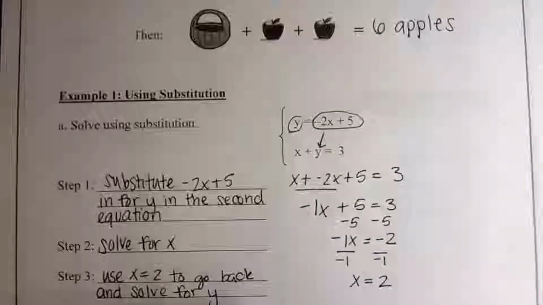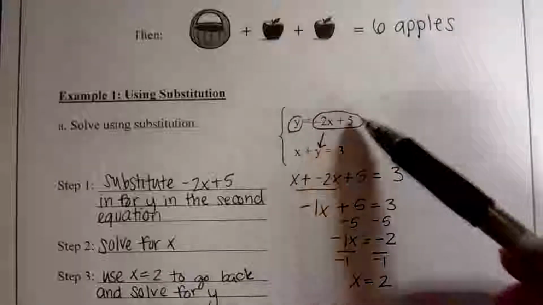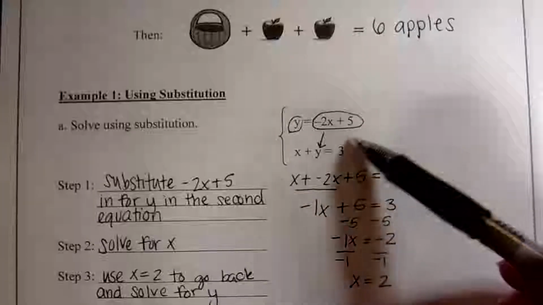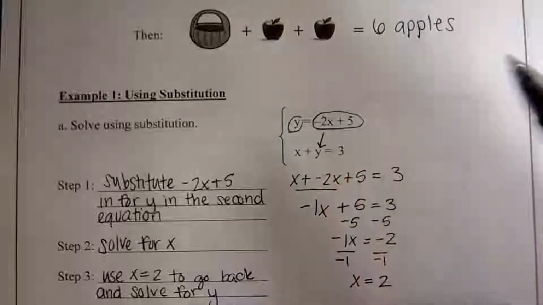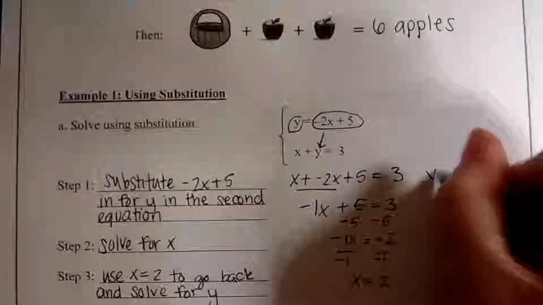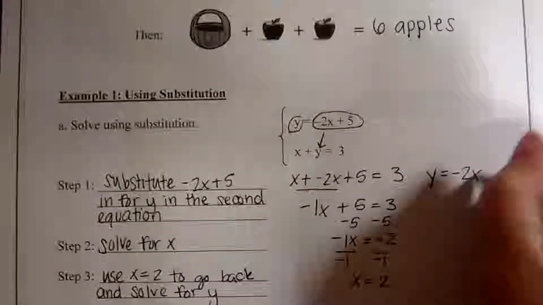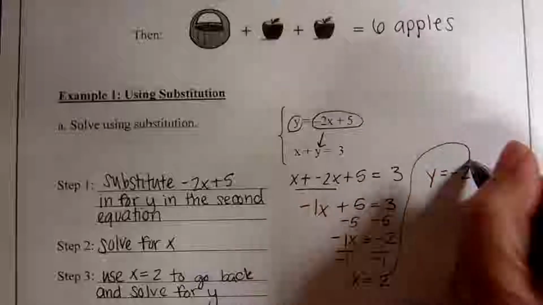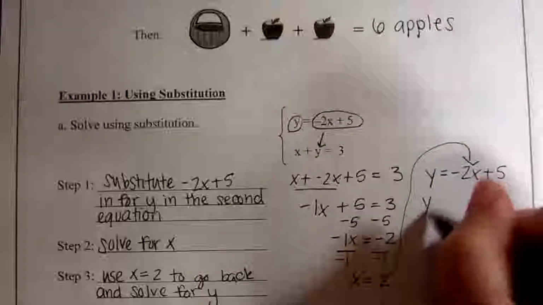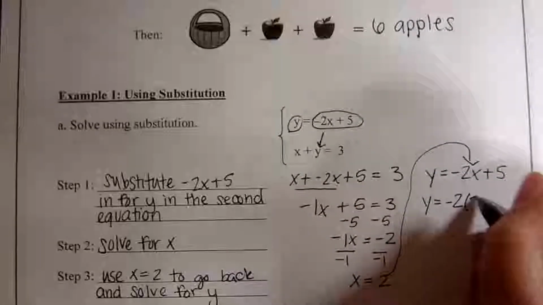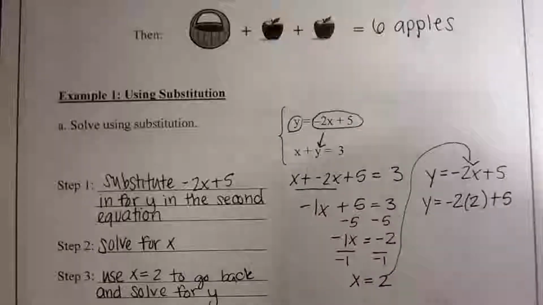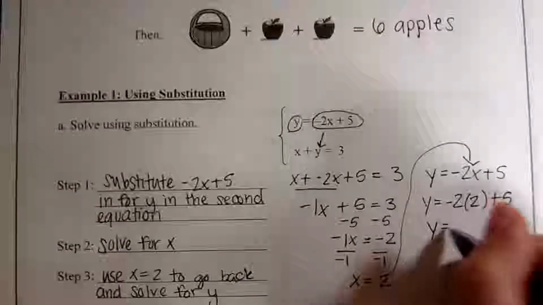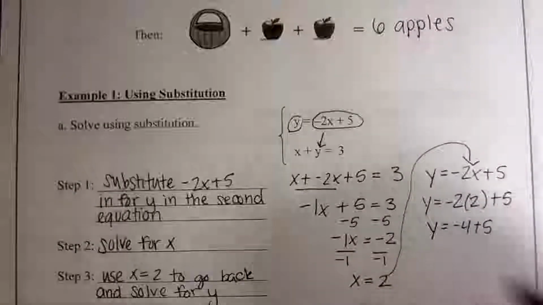So if I know x equals 2, I can plug it into either equation. You can choose either one to plug in x. I'm going to go ahead and choose this first one, y equals negative 2x plus 5. So I'm going to plug in 2 for x. So y equals negative 2 times 2 plus 5. So y equals negative 4 plus 5, which is 1.